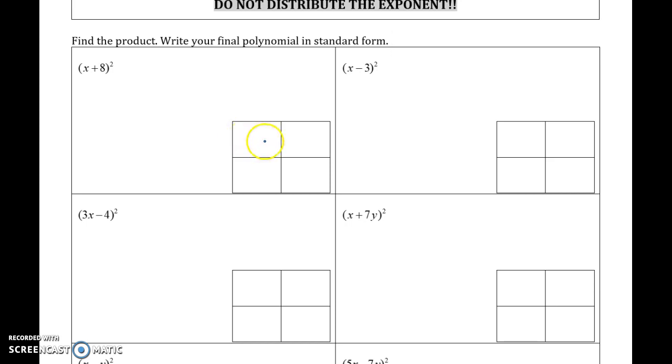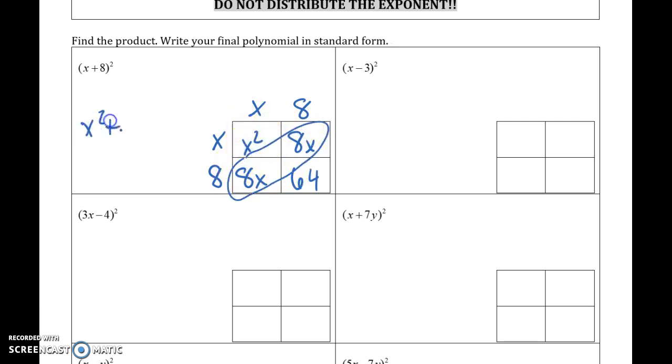If you like to use the table, then you can set up the x and the 8 here and the x and the 8 here, and x squared, 8x, and then multiply kind of like an old school multiplication table. And then you look diagonal to see like terms. So there's an x squared, there are 16 x's, and there's a 64.